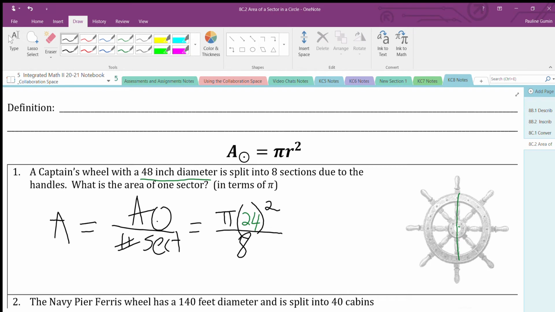Now, we want this in terms of pi, so all I did in my calculator is I did 24 times 24, because that's 24 squared. Then I did divided by 8, and I got 72 pi.